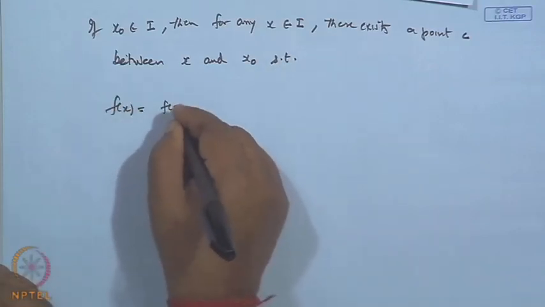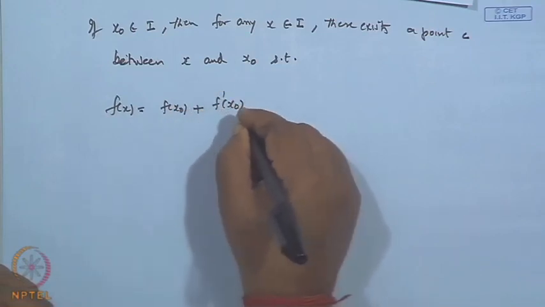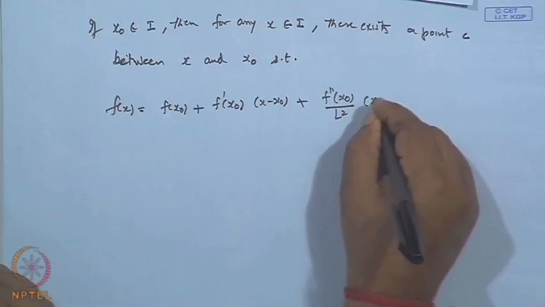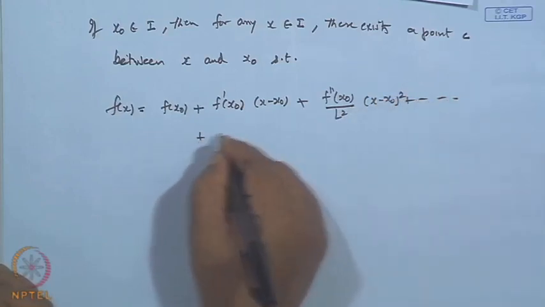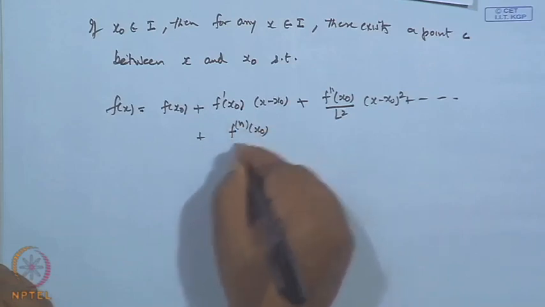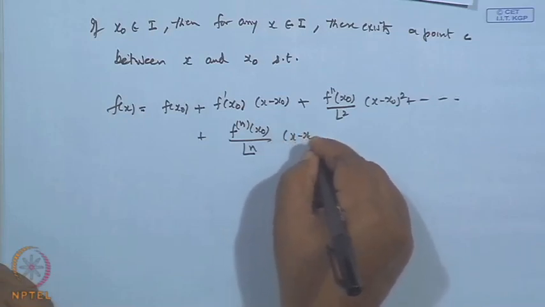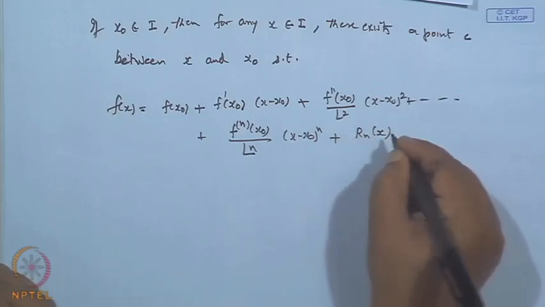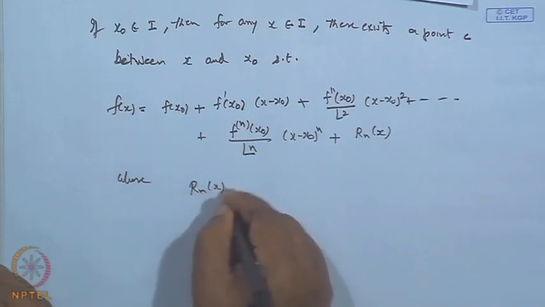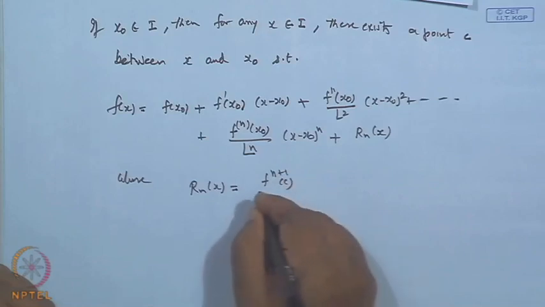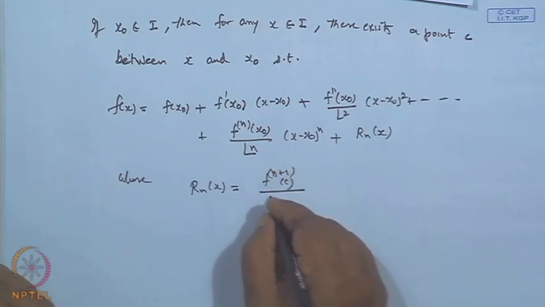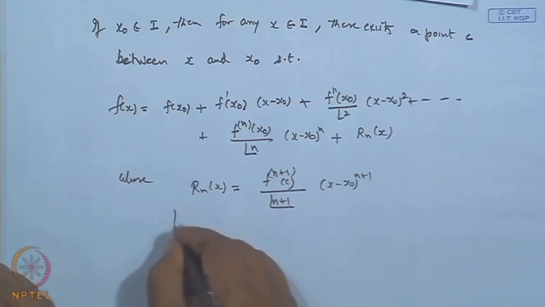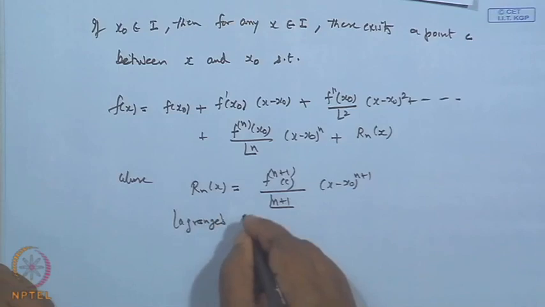f(x) can be expressed as f(x naught) plus f prime(x naught) into (x minus x naught) plus f double prime(x naught) over factorial 2 into (x minus x naught) whole squared, and so on, and then plus f^(n) at the point x naught divided by factorial n into (x minus x naught) to the power n, plus the remainder term R_n(x), where R_n(x) is given by f^(n+1)(c) over factorial (n+1) into (x minus x naught) to the power n+1, and this is known as the Lagrange's form of the remainder.